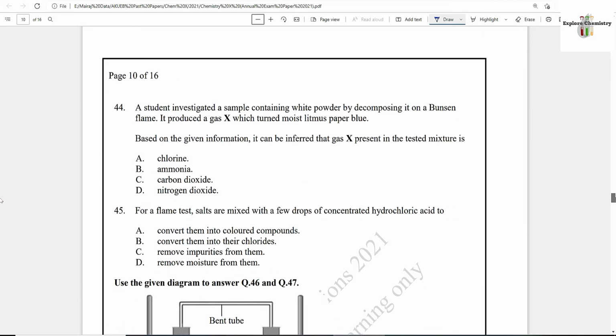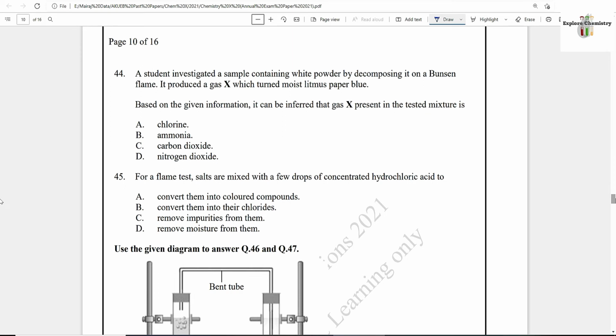Now number 44. A student investigated a sample containing white powder by decomposing it on a Bunsen flame. It produces a gas X which turned moist litmus paper blue. Moist litmus paper turning blue means gas X is basic in nature. Therefore, it is turning litmus paper blue. Based on the given information, it can be inferred that gas X present in the tested mixture is... It should be a basic gas.